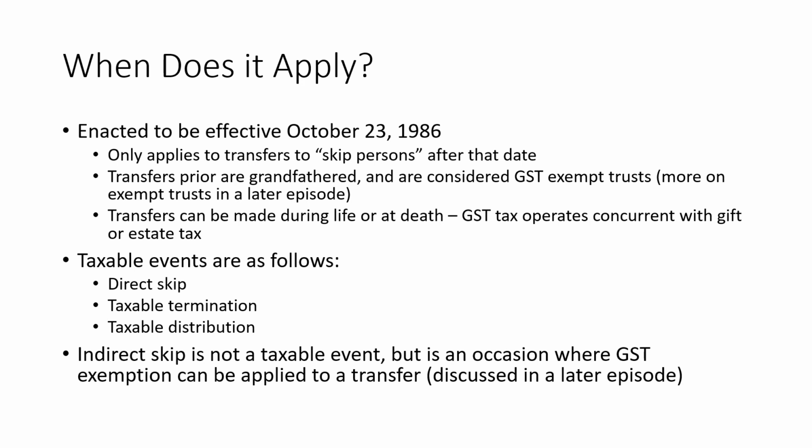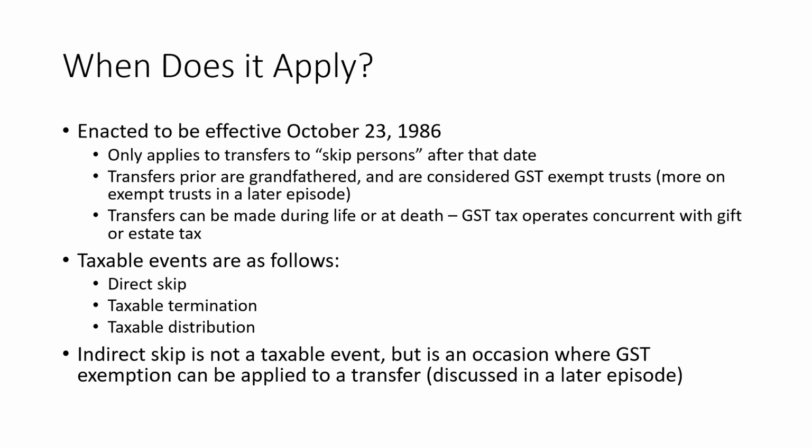So, for transfers after October 23rd of 1986, this tax applies to transfers that are to or for the benefit of skip persons, as we're going to look at for the bulk of the rest of today's discussion. Now, any transfers and trusts created prior to this date are grandfathered and are considered GST exempt trusts, which is going to be a high basic, low advanced type of discussion in a later episode. But it's important to note that the GST tax applies concurrent and parallel to the gift or estate tax.